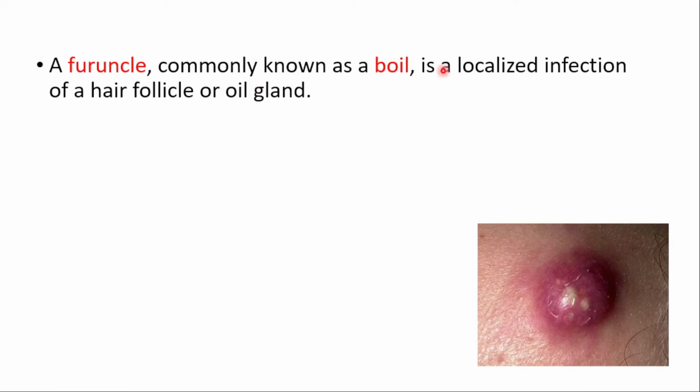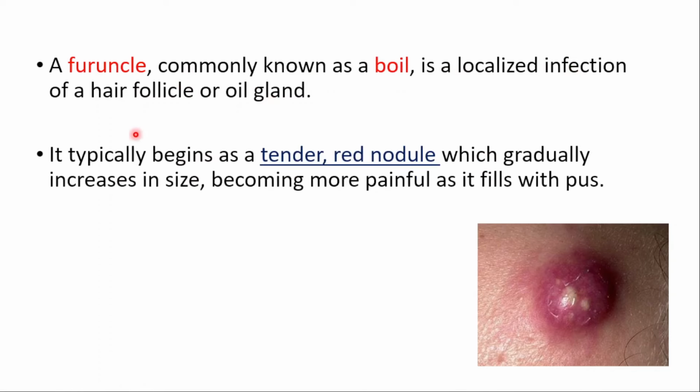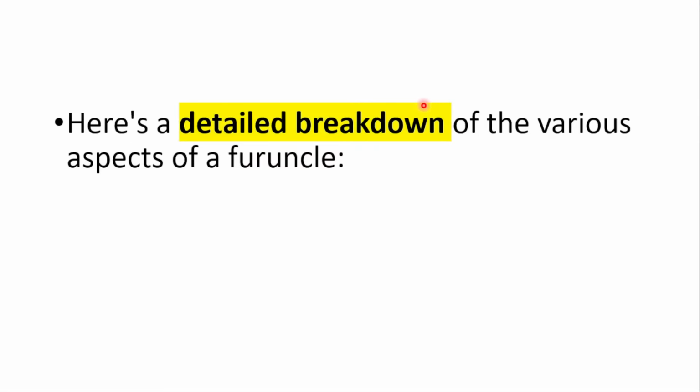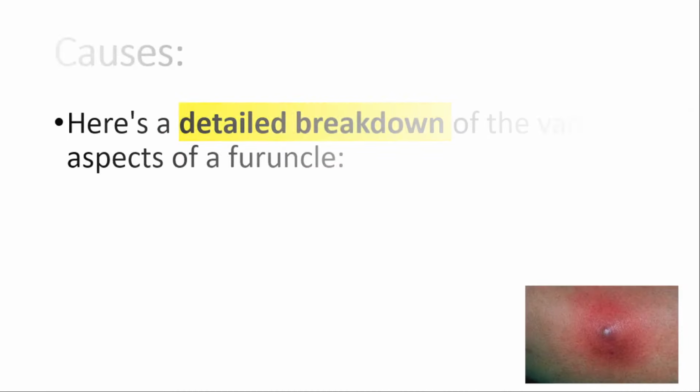Furuncle, commonly known as boil, is a localized infection of a hair follicle or oil gland. It typically begins as a tender red nodule which gradually increases in size, becoming more painful as it fills with pus. In this video, we will talk about the symptoms, prevention, risk factors, and treatment. Here is the detailed breakdown of the various aspects of a furuncle.